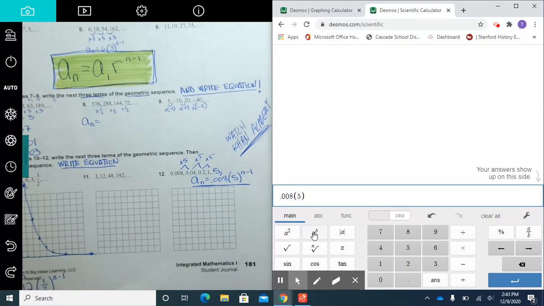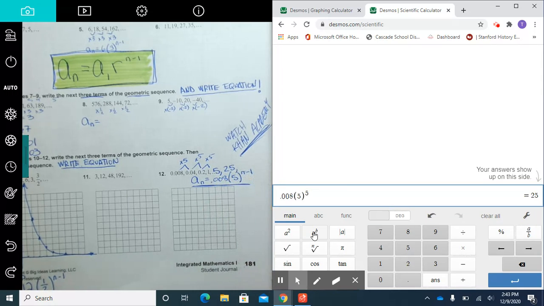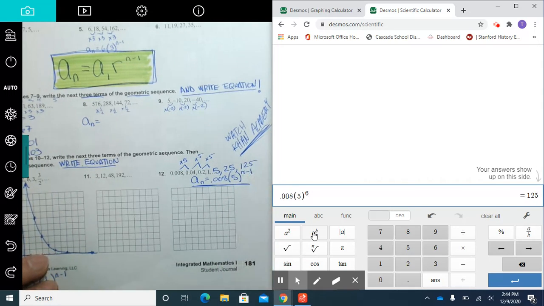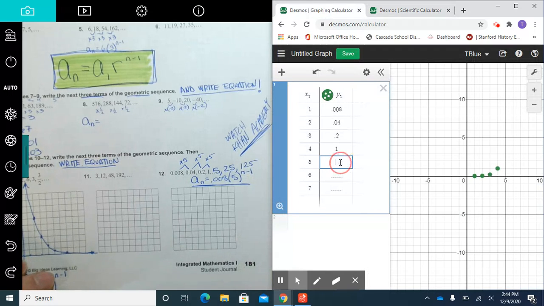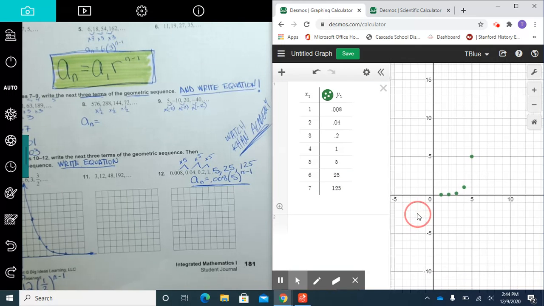Let's do our sixth number. 6 minus 1 is 5, and I get 25. And then do our seventh number. 7 minus 1 is 6, so we get 125. So if I take those numbers and put them over here, I got 5, I got 25, and I got 125. So there's our graph.